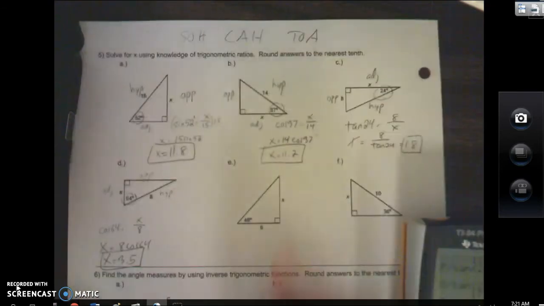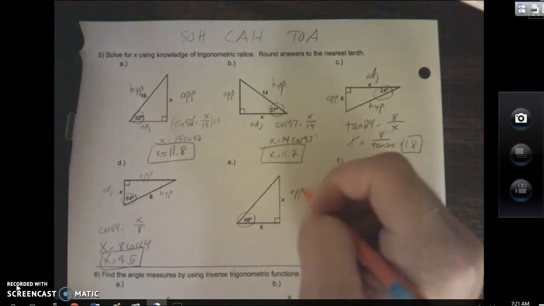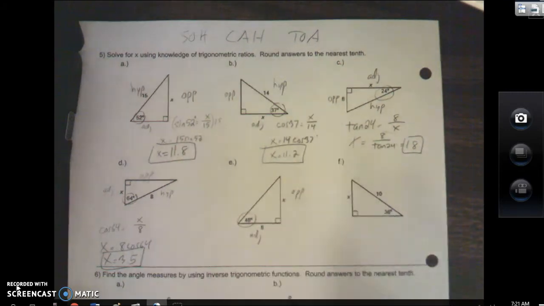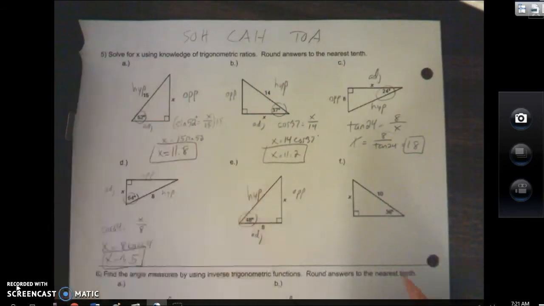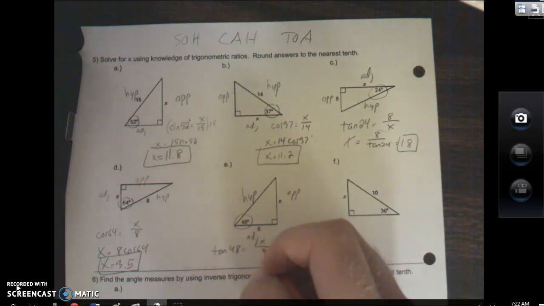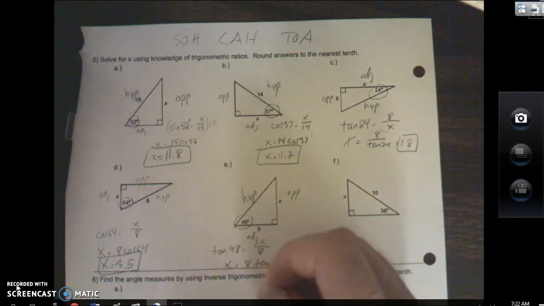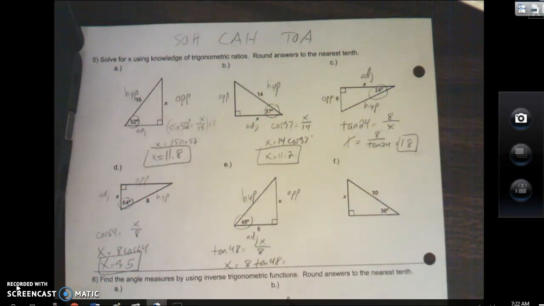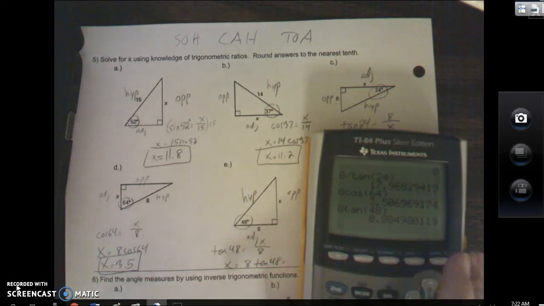Good. Okay, reference angle. I'm hoping you guys see it's a consistent pattern. Opposite, adjacent, hypotenuse. O and A, that's tangent. Tangent 48 equals O over A. Multiply both sides by 8. 8 times tangent 48 is 8.88, let's round up to 8.9.